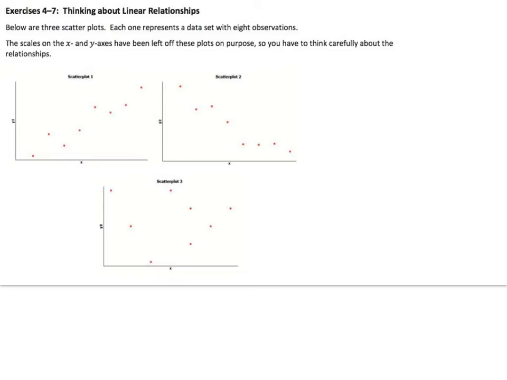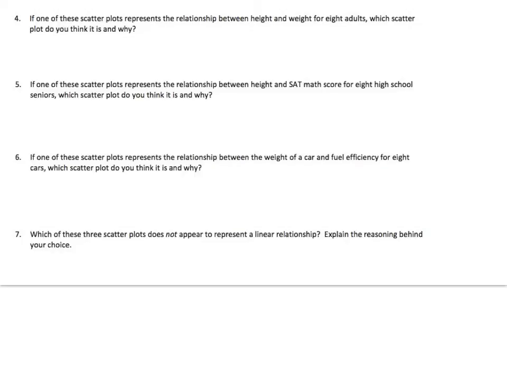Right, so thinking about linear relationships, below are 3 scatter plots. Each one represents a data set with 8 observations. The scales on the x and y axis have been left off these plots on purpose. You have to think carefully about the relationships. So if you look, just trying to find the pattern, okay, looks like I'm increasing linearly, decreasing linearly, and who knows with scatter plot 3. So let's look at these scatter plots and answer some questions. If one of these scatter plots represents the relationship between height and weight for 8 adults, which scatter plot do you think it is and why?